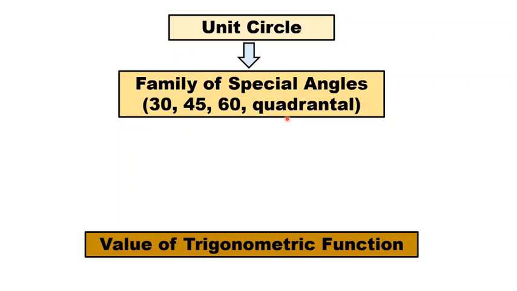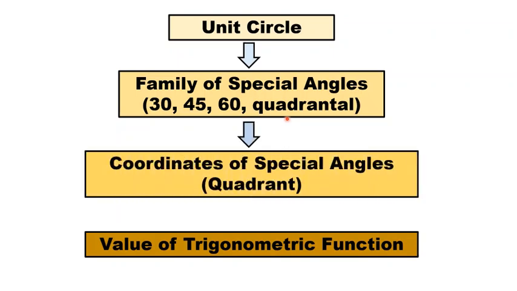After knowing the family of special angles, we have to determine the coordinates of the special angles. And in determining the coordinates of the special angles, it is also important to know the quadrant, because when we know the quadrant, it will tell us if the coordinates are positive or negative. And of course, the last one will be finding the value of the trigonometric function.